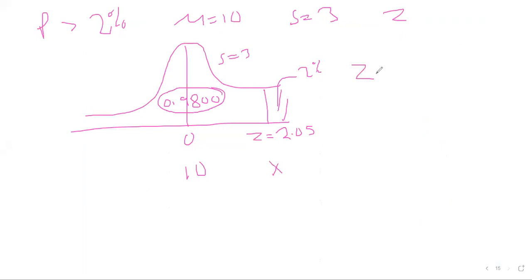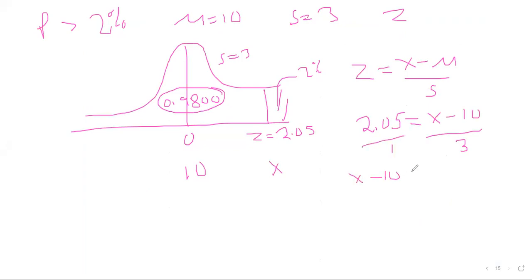So we know that Z is equal to X minus mean over standard deviation. So our Z is 2.05. Our X, we don't know. Our mean is 10, and our standard deviation is what? 3. So you cross multiply there. X minus 10, and this is 3 times 2.05.